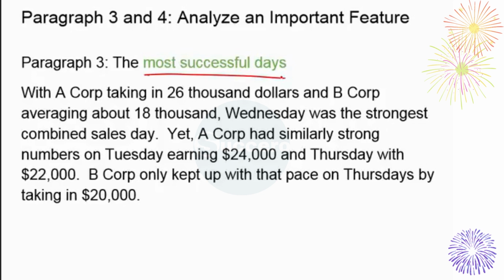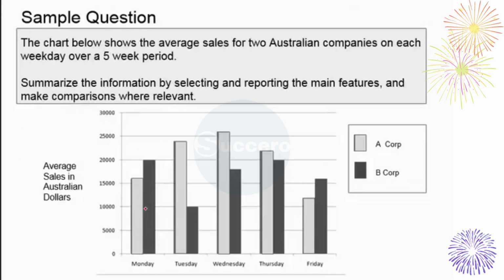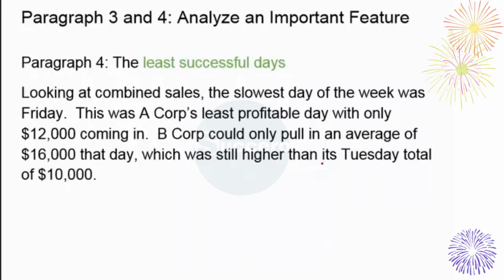Okay, you notice that we have detailed, specific numbers that we pull off the chart to report these most successful days. And that's what we will do for the least successful days. Obviously, B Corp's least successful days are here, but we'll also have to report about A Corp's least successful days. As we see, Friday was fairly unsuccessful for both companies compared to what they did on the other days of the week. Okay, so we can write our least successful days paragraph here and go ahead and read through that and pause your video one last time.